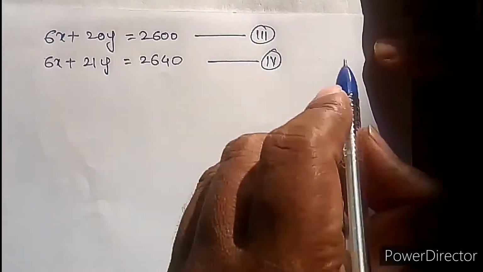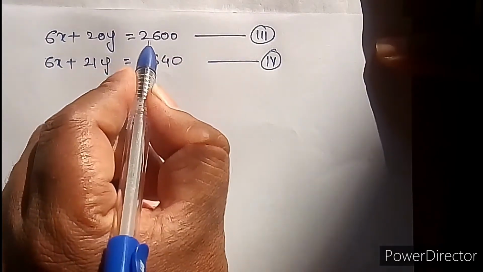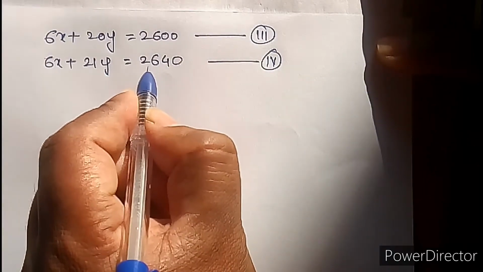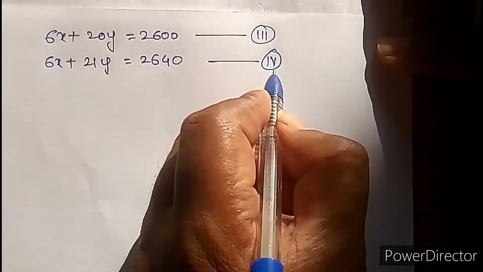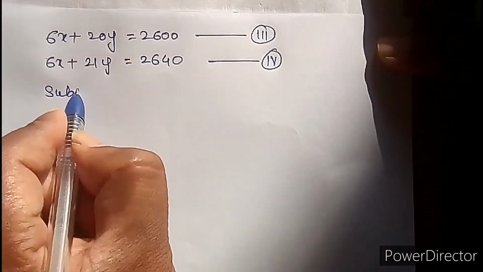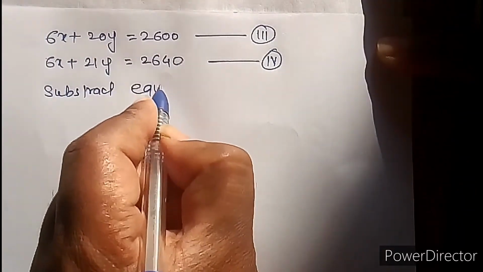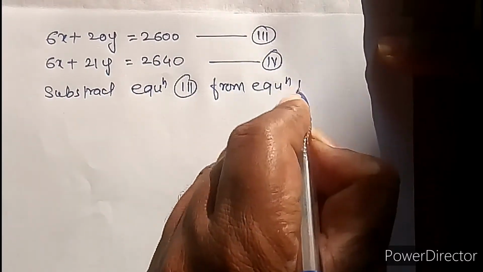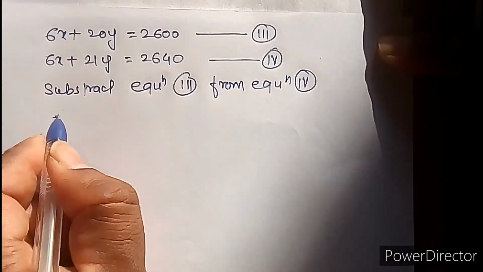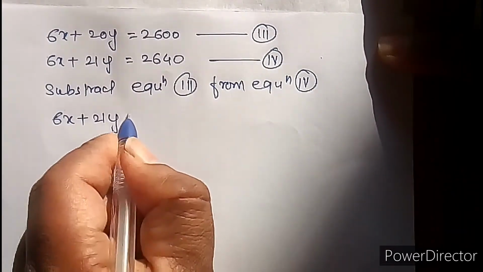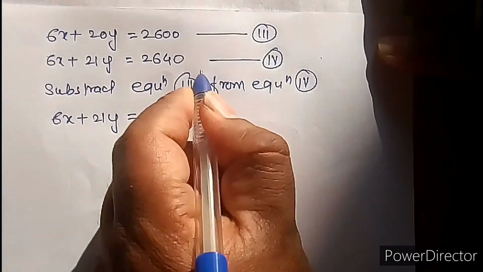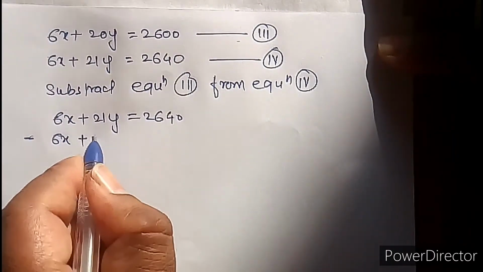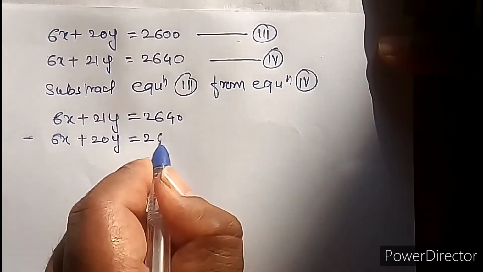We get these two equations, that is 6x plus 20y equals to 2600, that is the third equation, and 6x plus 21y equals to 2640, that is the fourth equation. Now subtract equation 3 from equation 4. The equation number 4, that is 6x plus 21y equals to 2640. Subtract equation number 3, that is 6x plus 20y equals to 2600.